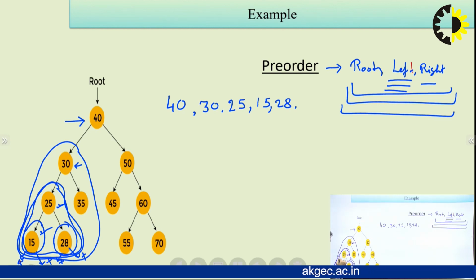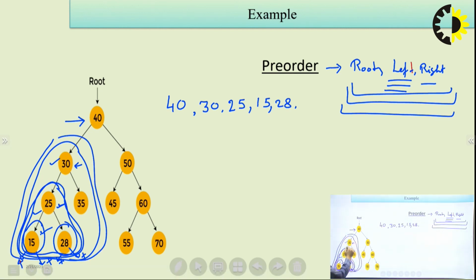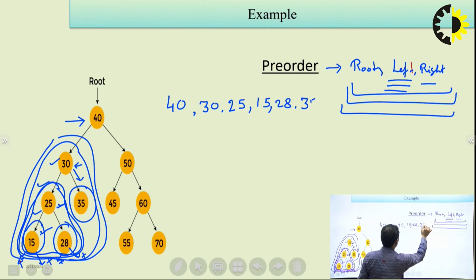We have visited all the nodes of this subtree, and so come here one level above. We have visited this root node, we have visited this left subtree. Now, visit the right portion, the right subtree. In the right subtree only one node is here, that is 35. So, apply the same rule, root, left and right. So, now we hit the 35. Okay. All the nodes are considered here in the left portion. We have already visited the root and left subtree of the original tree.